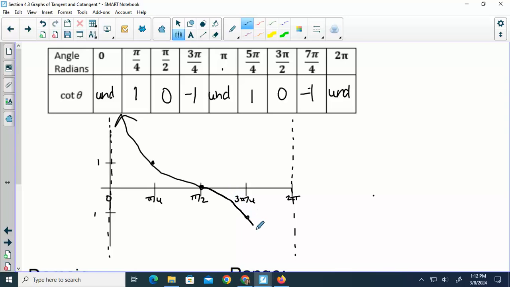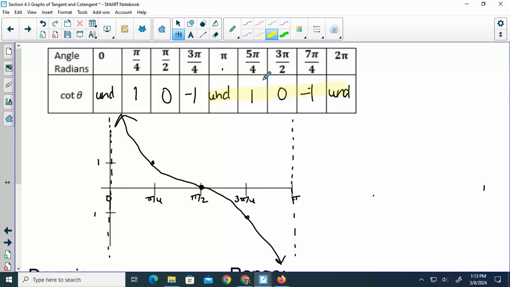Should it be just pi? So if I graphed mine from 0 to pi, it's already repeating. What do you think would happen if I went all the way to 2 pi? It repeats. If we look at my points, undefined, 1, 0, negative 1, undefined, it's the same thing as we got the first time. So just like tangent, it only has a period of pi. That's how long it takes to start repeating itself.